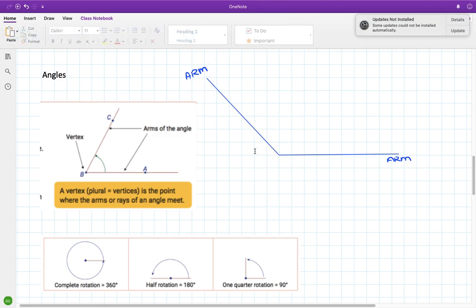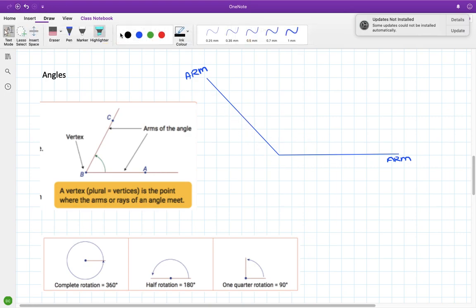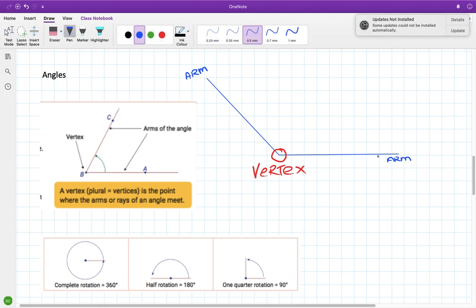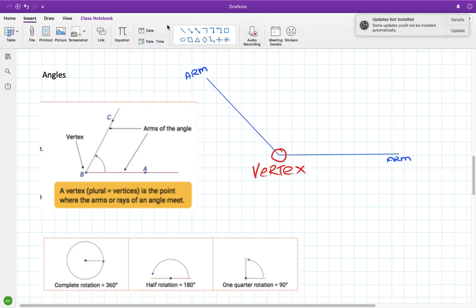Two lines joining essentially makes an angle, and the two lines are referred to as arms. And the point where they join, sort of like the corner, is called a vertex. Then if you have something like a triangle, it's going to work.